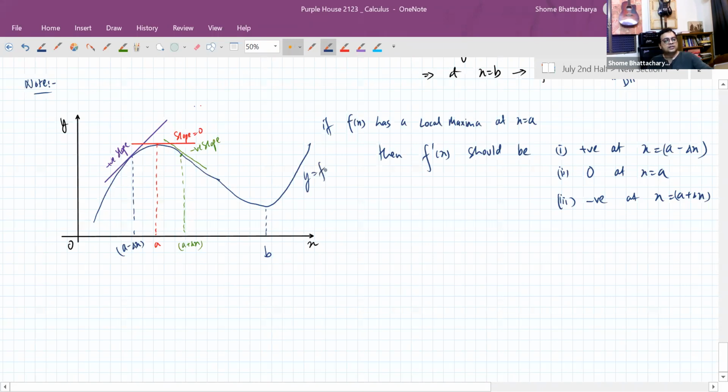Now what you are observing here is that at B, if I draw the tangent, again it will be 0. It will have a 0 slope. But this time the order is opposite. It is negative before and positive afterwards. Here it is having a negative slope, and afterwards it's having a positive slope.